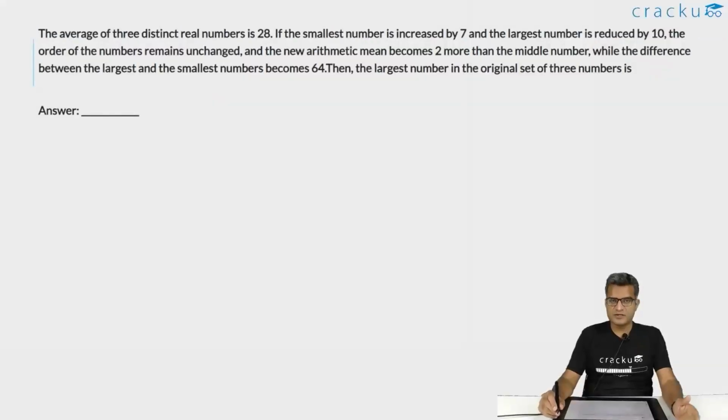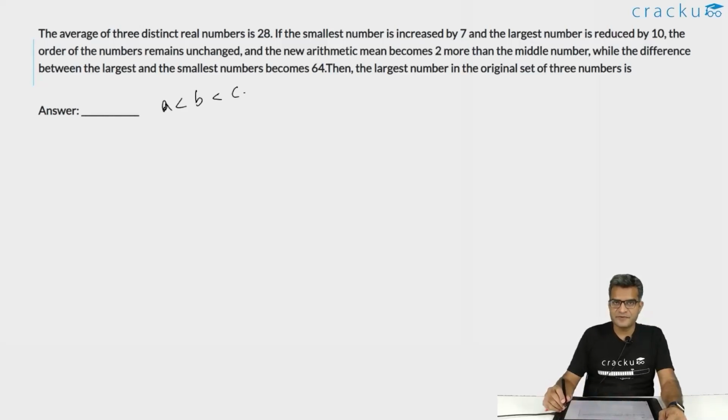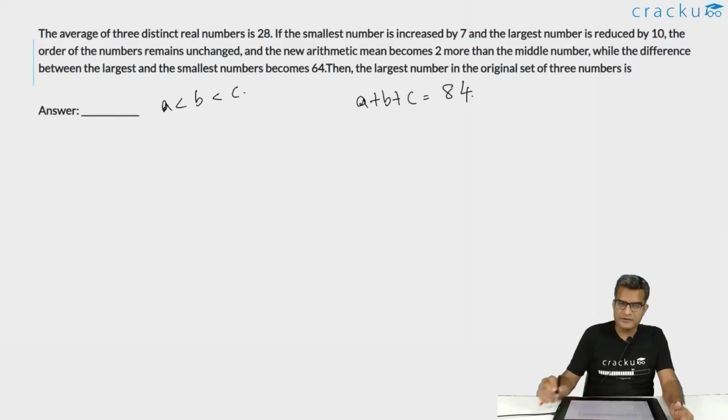In this question, we are told that there are 3 distinct real numbers and the average of all of them is 28. Let us assume that the 3 numbers are A, B and C such that A is less than B is less than C. If the average is 28, it would imply that the sum of the 3 numbers is 28 into 3, which is 84. This is the first equation.